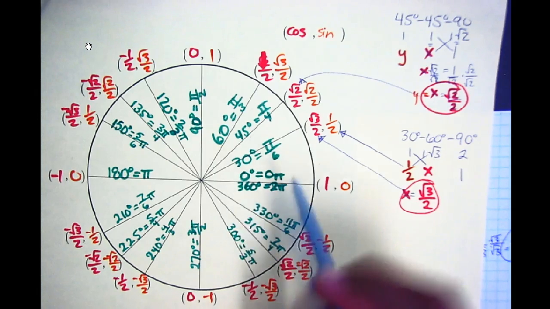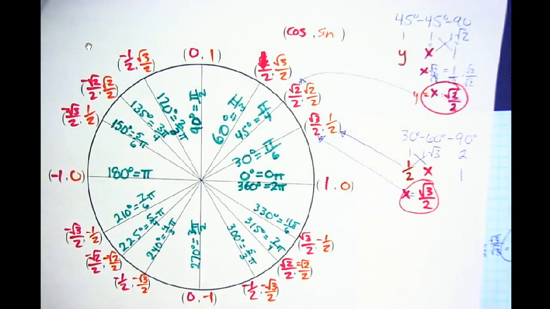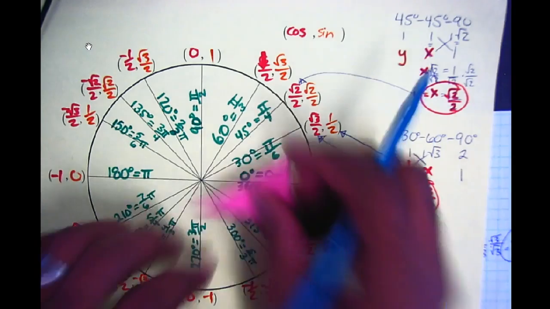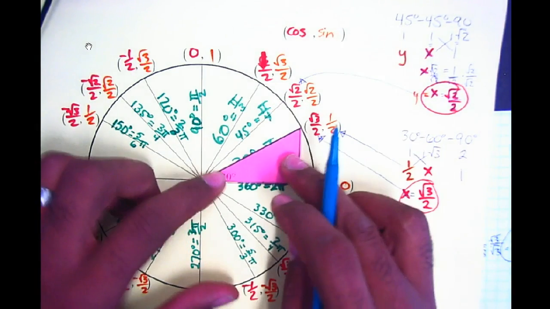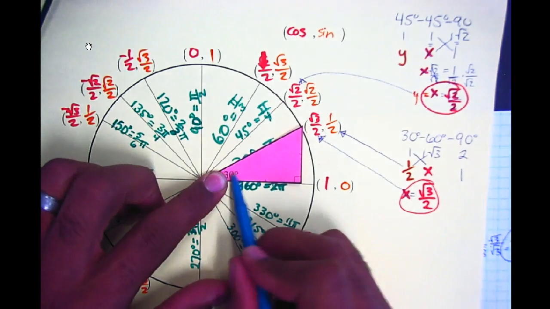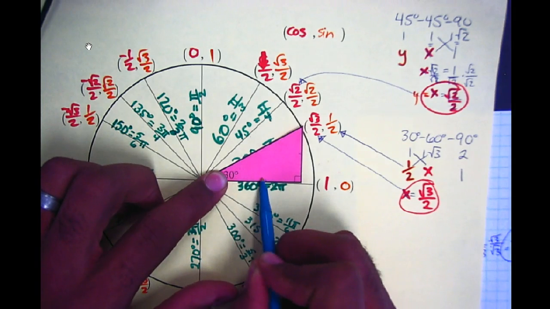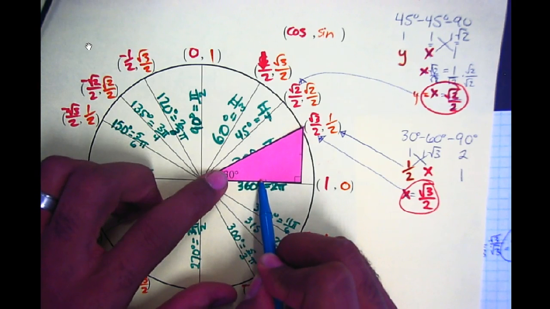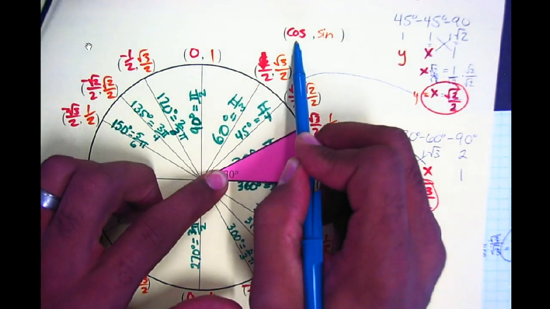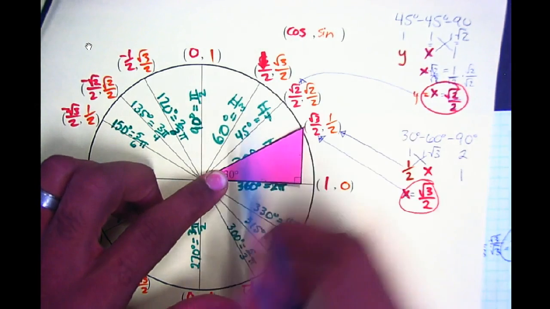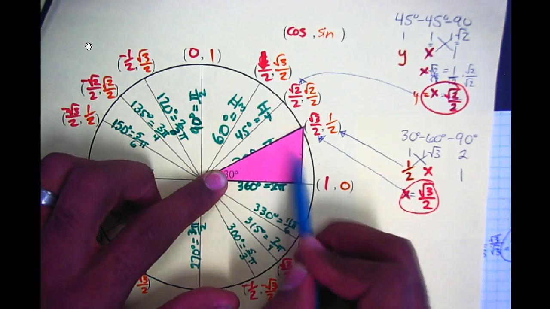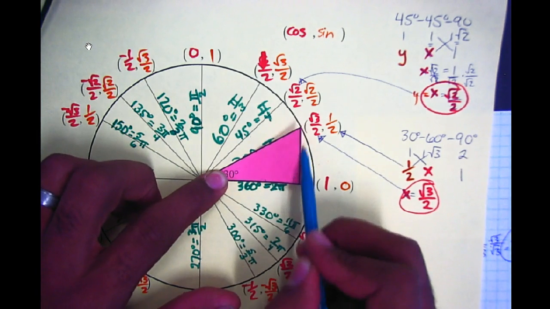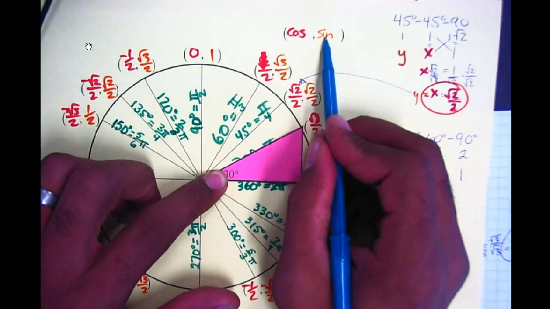Another thing I wanted to point out is that, as I was doing all those different problems, let's say I was doing cosine. Well, cosine is the adjacent side over the hypotenuse. And the adjacent side is always the x value. So in other words, cosine is always going to be the x value. And sine is always opposite over hypotenuse. So sine will always be the y value.